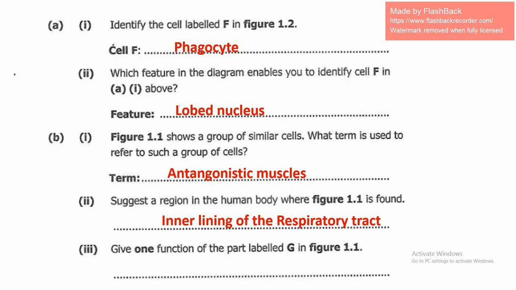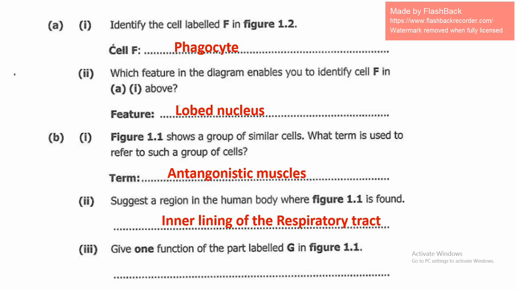But in my answers I've only picked one, because the question says a region. We're English students, so when they say a region specifically, that is one, unless they said regions. So for a region in the human body where figure 1.1 is found, I have said the inner lining of the respiratory tract. Otherwise, you can also say in the fallopian tube or the oviduct.